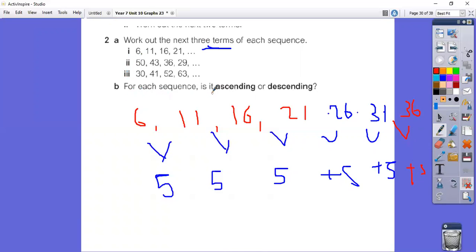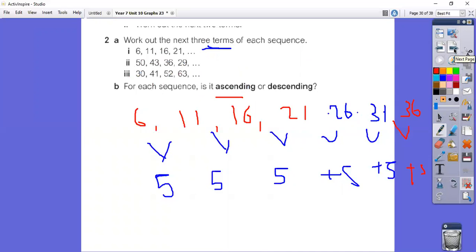And then for each sequence, is it ascending or descending? So remember, ascending means getting bigger and descending getting smaller. So are these terms getting bigger each time? Well, the first one we can see yes, because it's add by 5, it's an ascending sequence. But you now need to work out for part 2 and 3, are they ascending or descending?